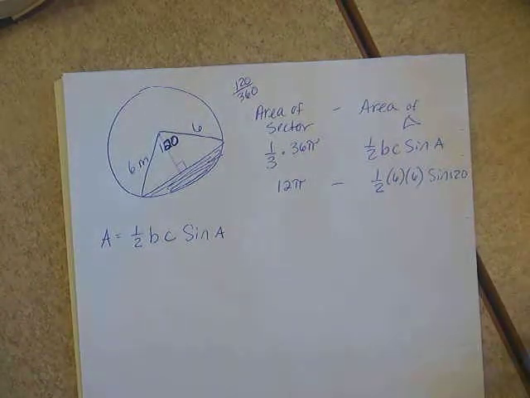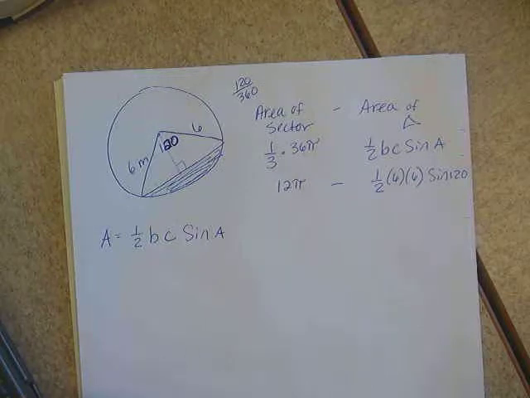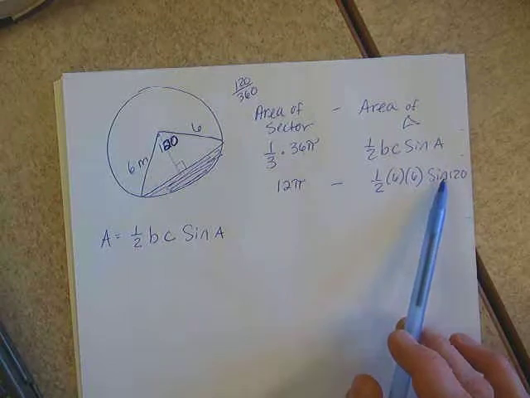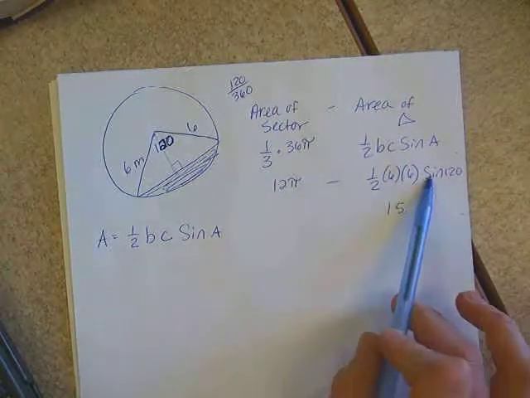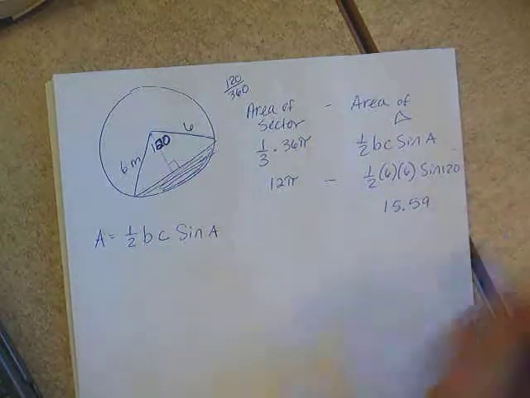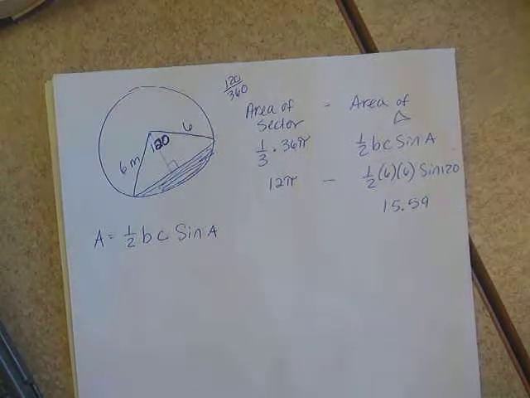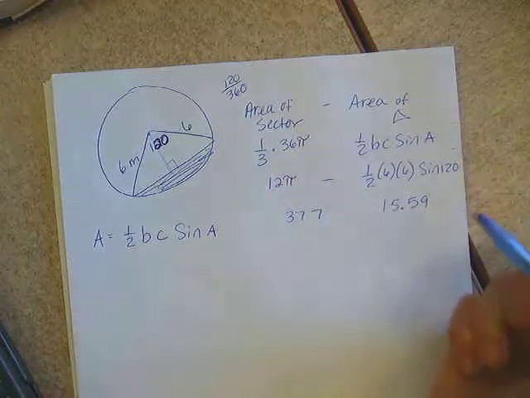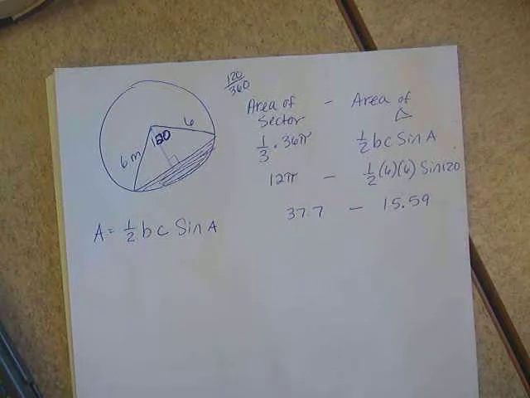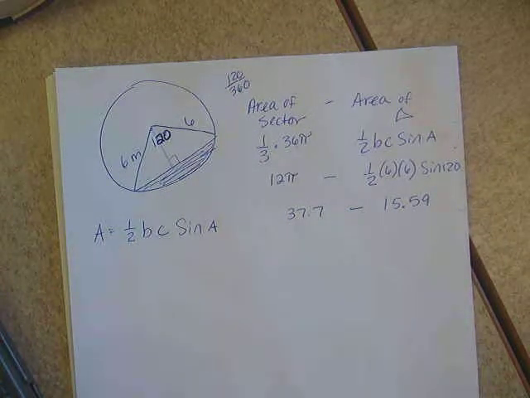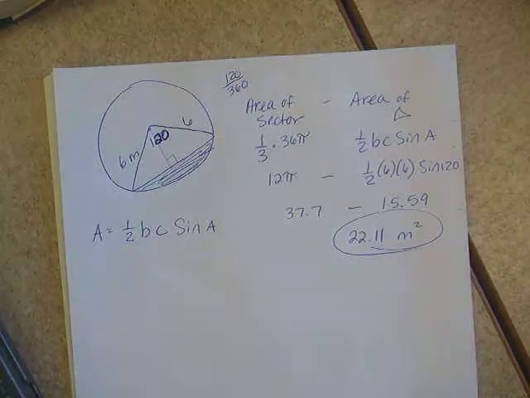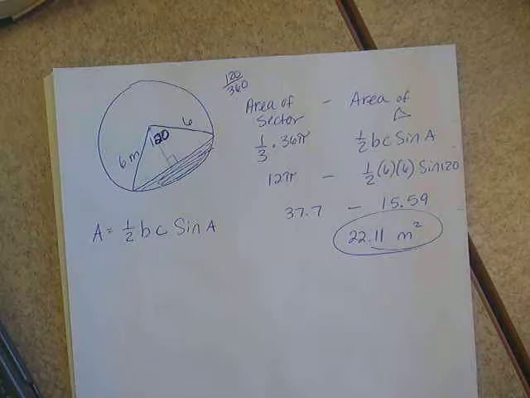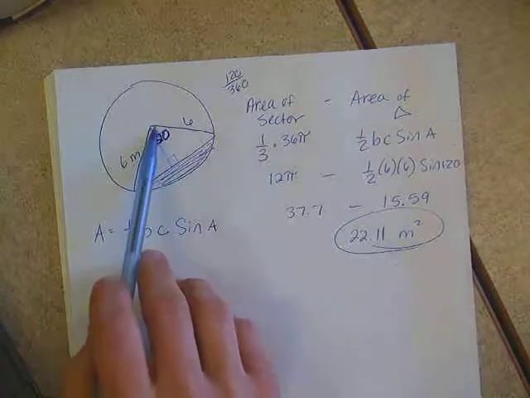Nice thing is b and c are both the same. Okay, so it'd be 1/2 times 6 times 6 times sine of 120. So if you use your calculator, this is 15 point, I would probably do hundredths on this because we're going to have to round here and round there. So 15.59, and 12 pi is 37.7, and then you can do your subtraction. So 22.11 square meters.